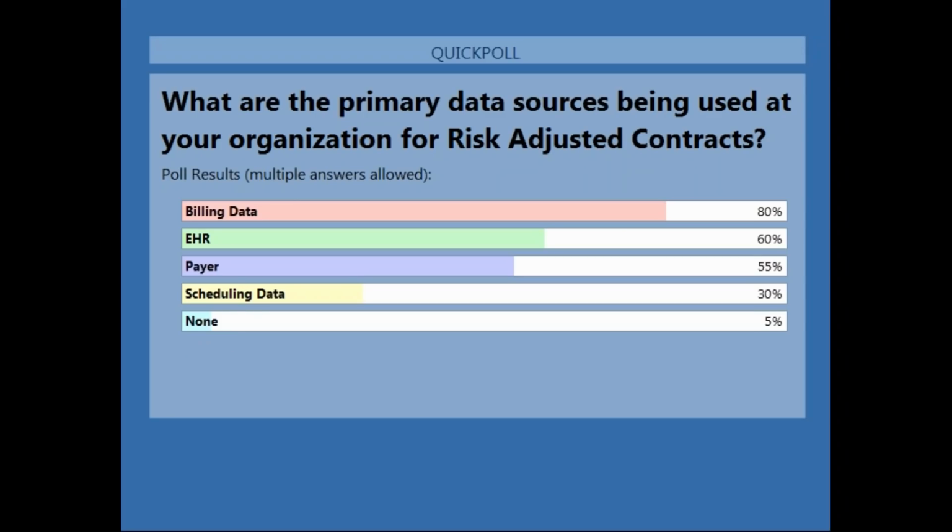Okay, we expect billing data to be included for most people. EMR data is a little more difficult to get, but equally as valuable, and payer data is there. Where we see a gap is with scheduling data. I think that that's a very valuable source of information as we work with patients, and then it looks like everyone is getting at least some of the data that they want.